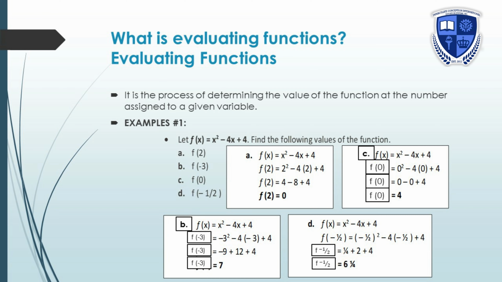Next, letter B. f of x is equal to x squared minus 4x plus 4. So, yan po ulit yung ating given. Next, we substitute the negative 3 in the given.